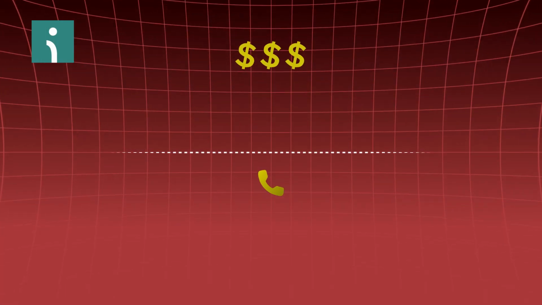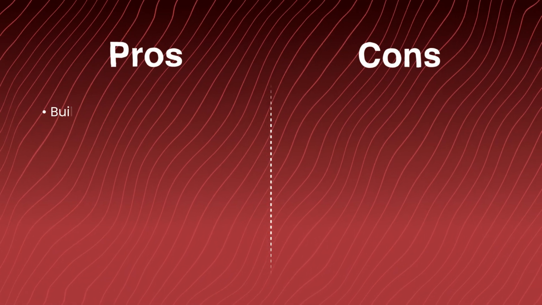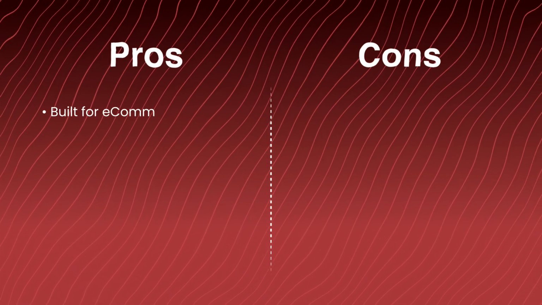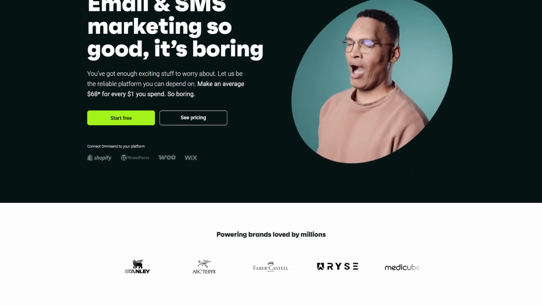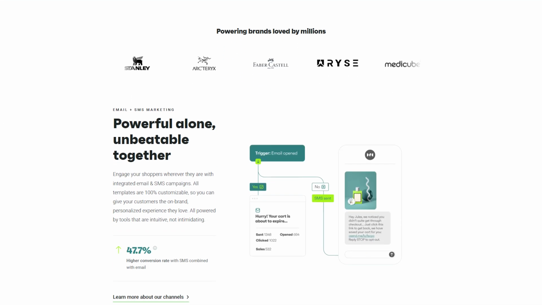Now, one platform I would say that is an A tier platform is actually Omnisend. Now, Omnisend, I think, has very competitive pricing. It's $59 for every 5,000 contacts. And for me, one of the biggest standouts for them is they are specifically targeted towards e-commerce, which means that they build their tech stack specifically for it.